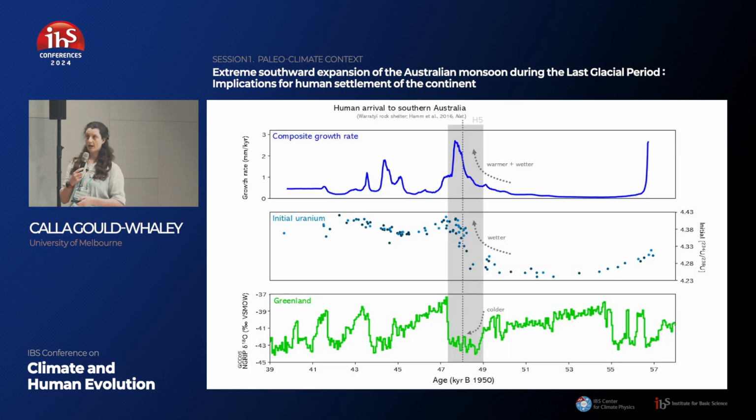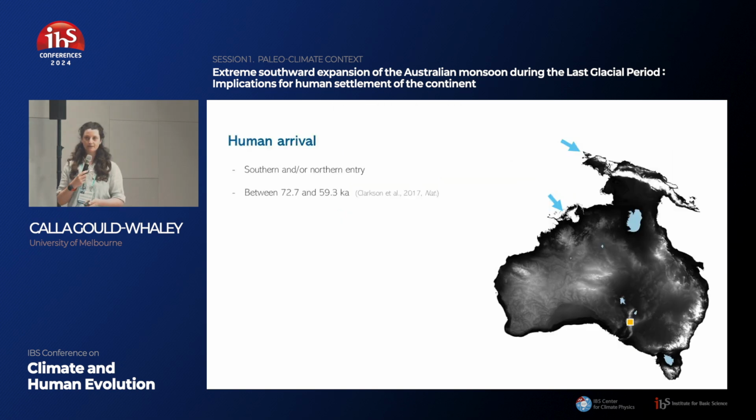So what is also pretty exciting is this pulse in tropical moisture delivery through to southern Australia actually coincides with when people potentially arrived in southern Australia around 48,000 years ago. So for some context on Australia, I wasn't sure how familiar everyone is with Australia. We have our study site down there in the yellow box, and people most likely arrived in Australia possibly by that southern entry route there, and maybe also by the northern entry route, sometime between 72.7 and 59.3 thousand years ago. And they arrived in southern Australia by about 48,000 years ago.